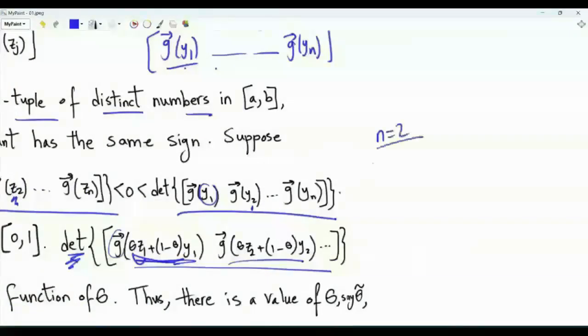To be concrete, let's take the case of n equal to 2. This matrix here will be a 2 by 2 matrix. The first column will be g1 evaluated at theta z1 plus 1 minus theta y1.